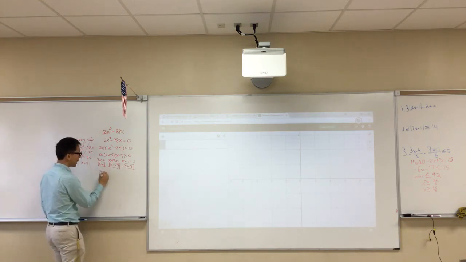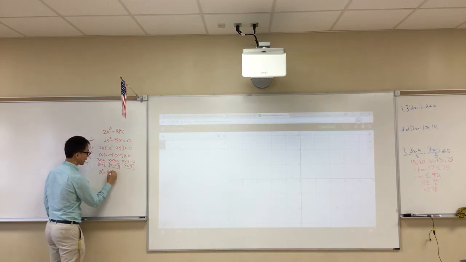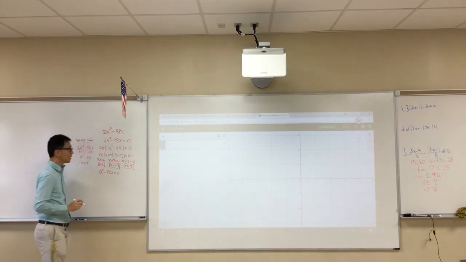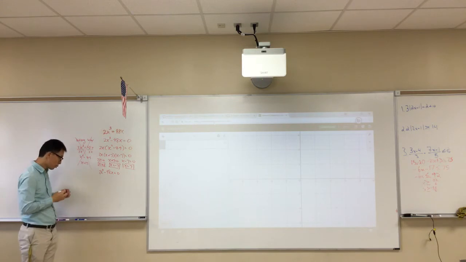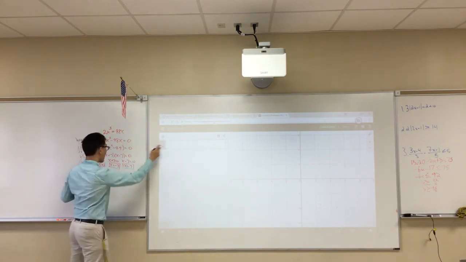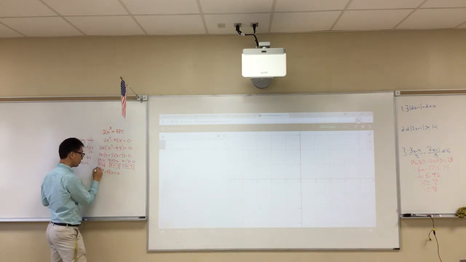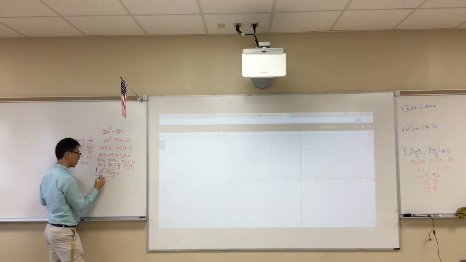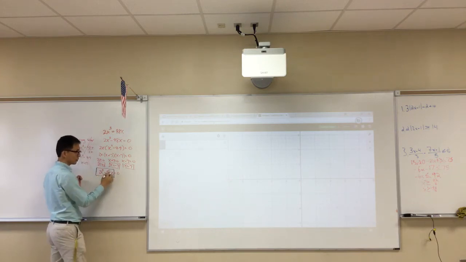So it'll be 2x cubed minus 98x. That's my first step. Okay, so I do this. I'm going to ask you to graph this. On the first line, I want you to graph this alone, not equal to 0, but just this. And you're going to graph this as a function, not this part.